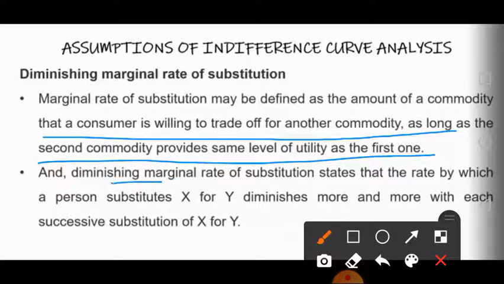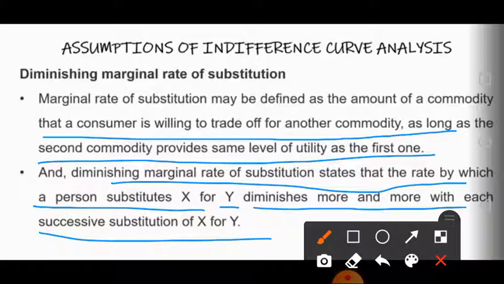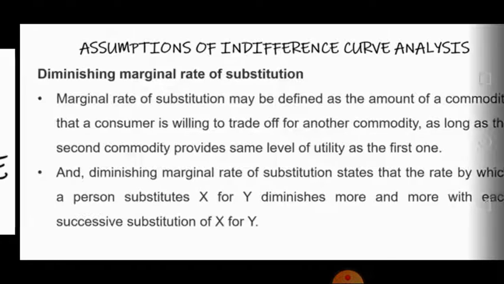Diminishing marginal rate of substitution states that the rate at which a person substitutes x for y diminishes more and more with each successive substitution of x for y. It means if we want more of good x, then we have to substitute some units of good y, and we have seen that in the table. For getting more food quantity, we were substituting the quantity of clothing.